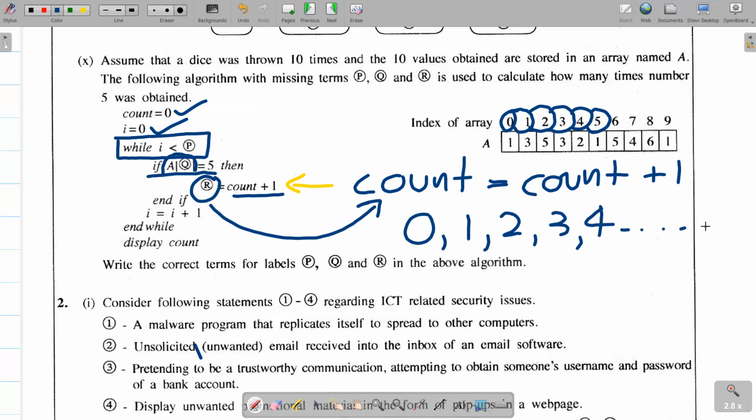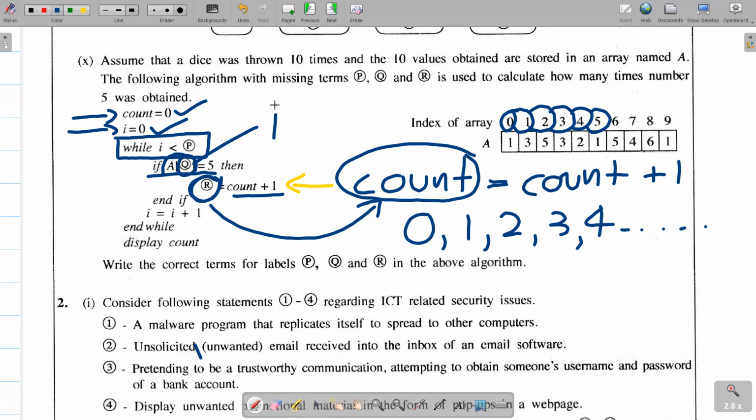Right, so there are two things that start from 0 in the algorithm, which are count and I. So we have figured out that the count is used for R. So then Q, it must be I, right? Okay, then we have to figure out what's going to be for P.